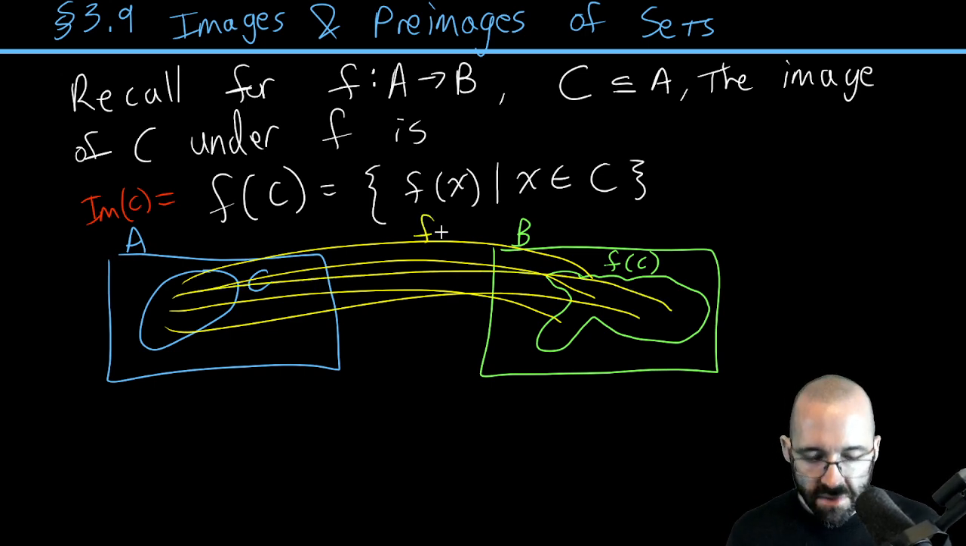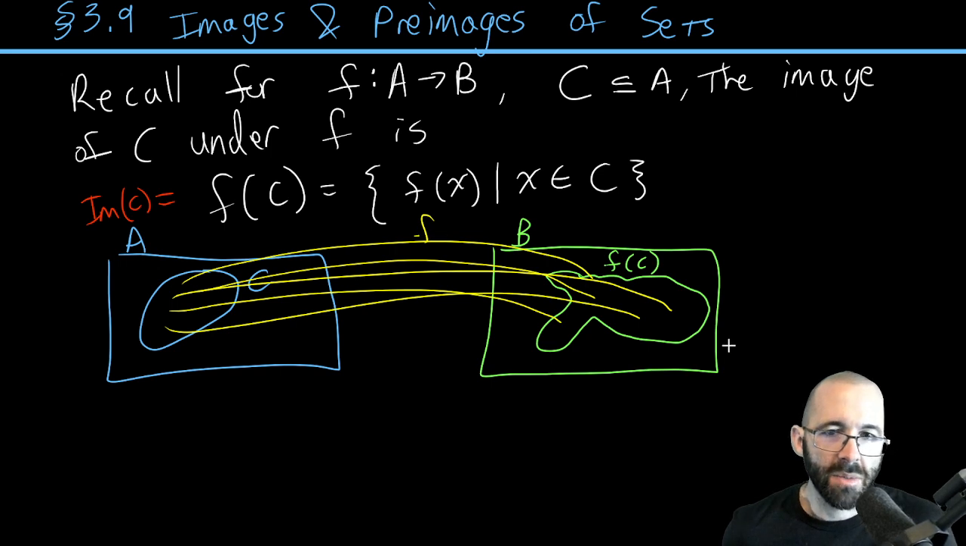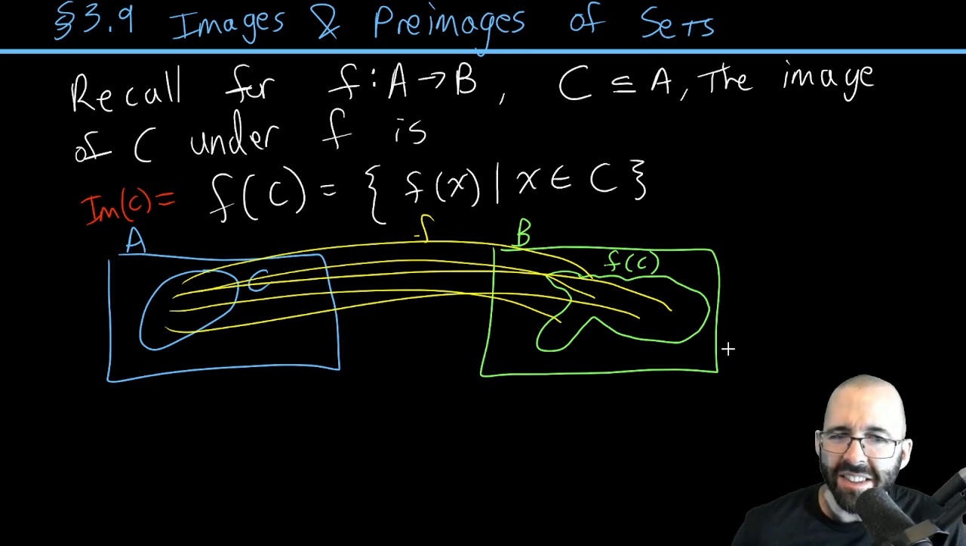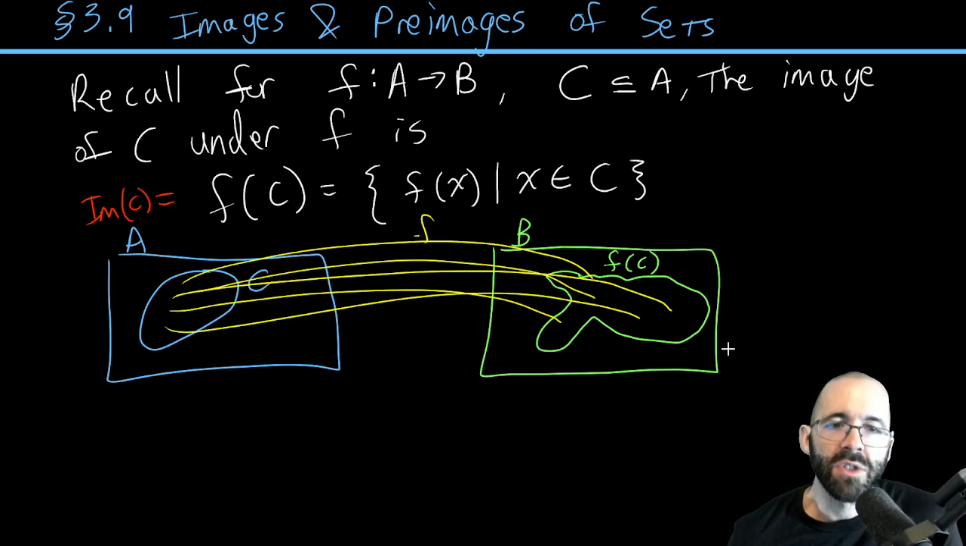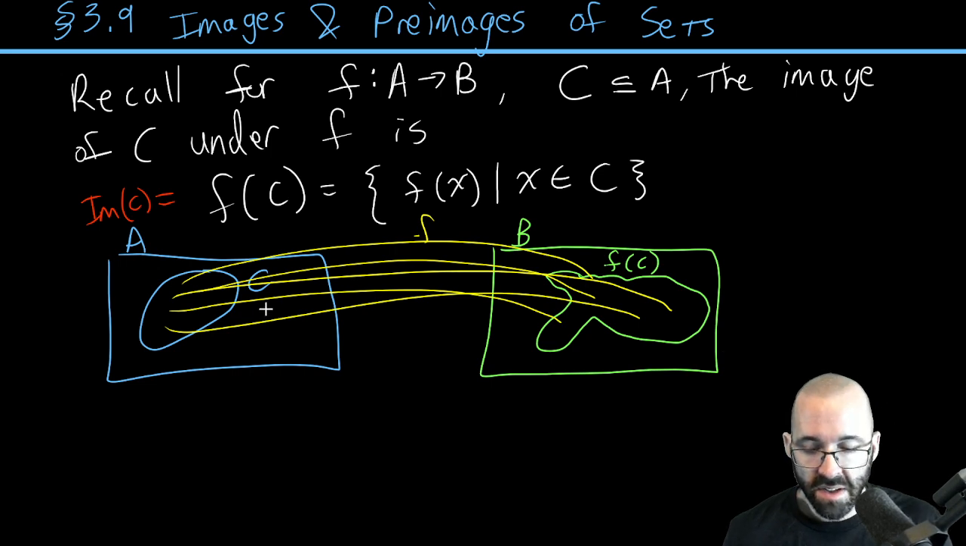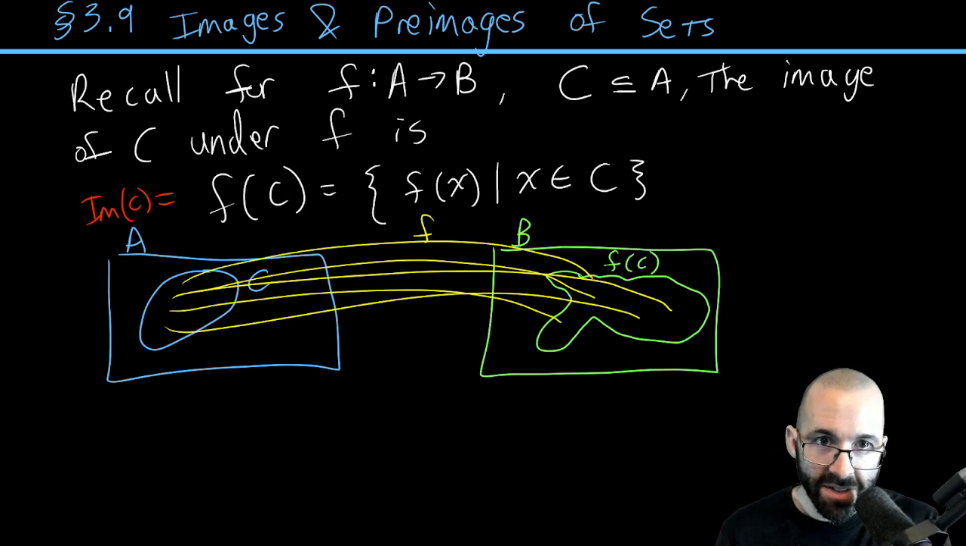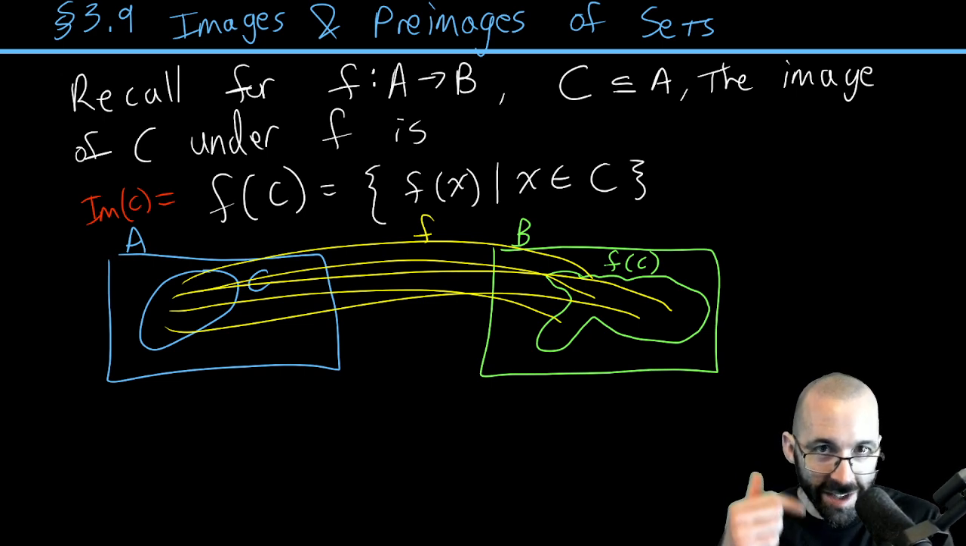It doesn't have to be the same shape. Shapes don't even really necessarily make sense in this context, but we can visualize it this way. Sometimes the image will behave very differently from the set that it comes from over here. But that's what images are. So what do you think about preimages? Well, we're not getting there yet, but start thinking about it. We'll see if you're in for a surprise here.